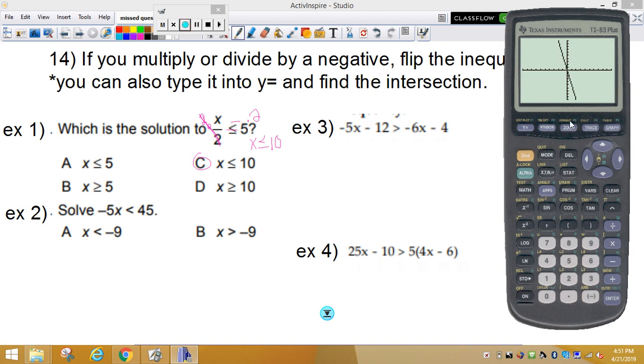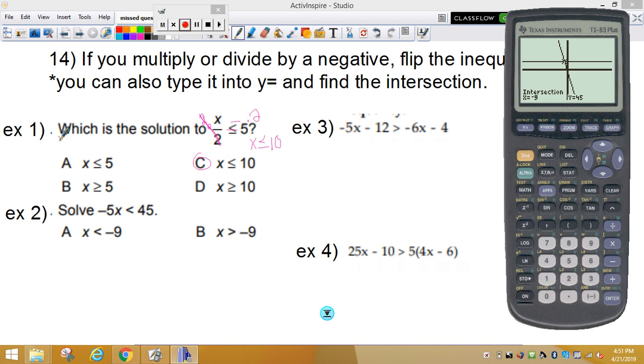Now I cannot see where they cross, so I'm going to zoom out. Zoom 3, enter. That will zoom us out. Still can't see it. So I'm going to zoom out some more, zoom 3, enter. There it is. So let's do second trace, 5, enter, enter, enter. And I got -9. Well, that didn't help because they both say -9.